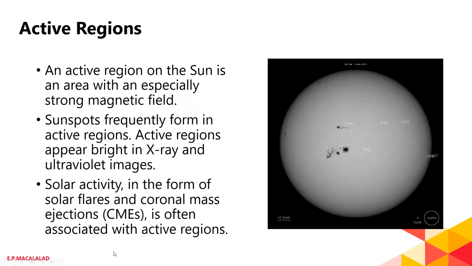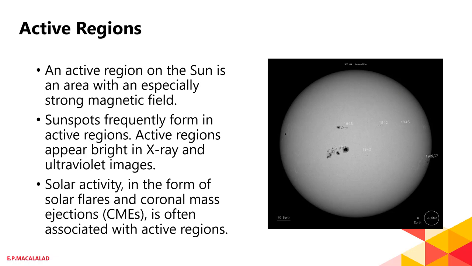Okay, so solar activity is often associated with solar flares and coronal mass ejections, which we're going to talk about here. In other words, solar activity associated with active regions is higher in specific years. During those years, these active regions appear very frequently, and therefore occurrences of solar flares and CMEs are higher in number. Okay, which we're going to talk about again later.